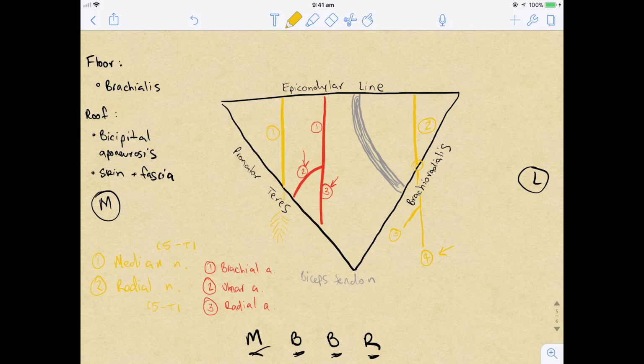But there are actually some more important structures nearby, but not within the cubital fossa, and they are the ulnar nerve on the medial side, and it passes posterior to the medial epicondyle and travels to supply the flexor carpi ulnaris, the medial half of flexor digitorum profundus, and they're the muscle bellies that control the fourth and the fifth digits.